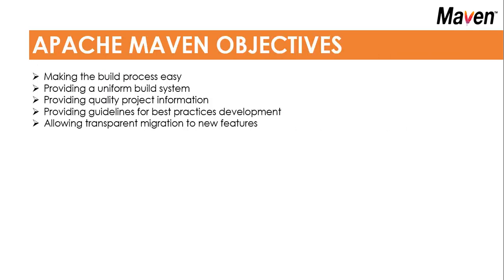Apache Maven objectives. So, making the build process easy, providing a uniform build system, providing quality project information, providing guidelines for best practice development, allowing transparent migration to new features. Overall, if we talk about and compare with previous tools like Ant, Maven is better, especially in Java projects.